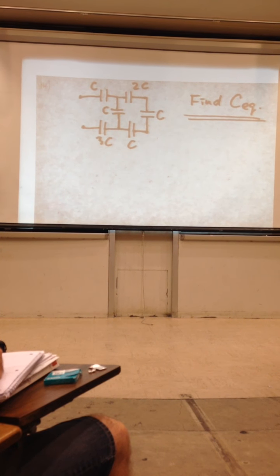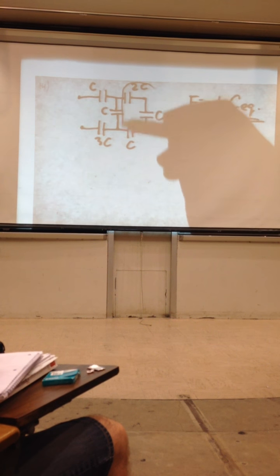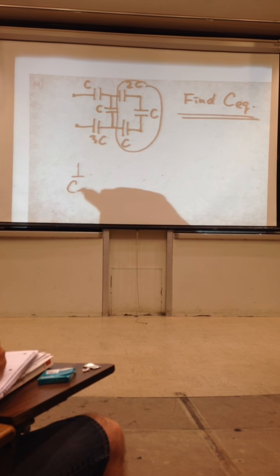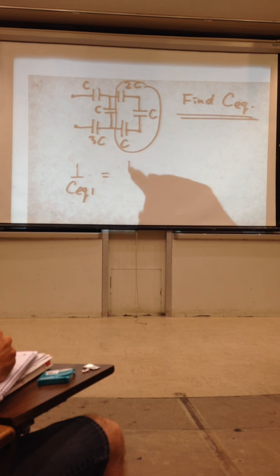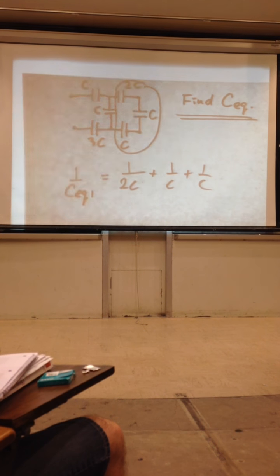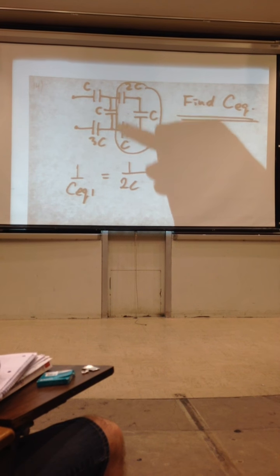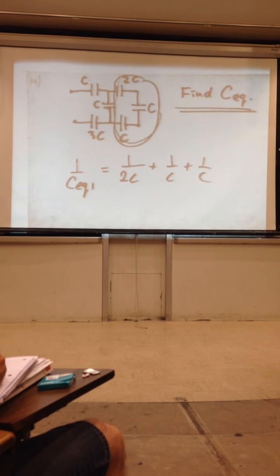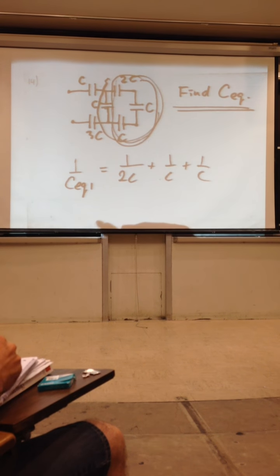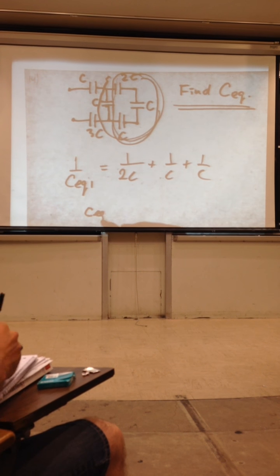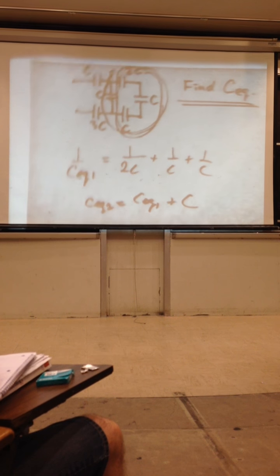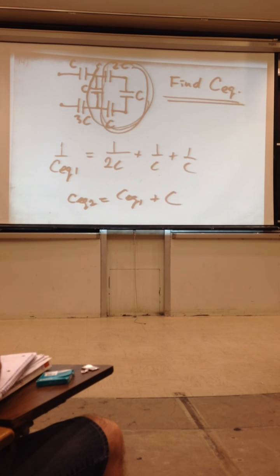This is stepwise. Find the equivalent of these three. Let's call it C equivalent 1, which is 1 over 2C plus 1 over C plus 1 over C. Then find the equivalent of this. Then this and this together, find the equivalent of this, which is C equivalent 2, which is C equivalent 1 plus C. And then you have 1, 2, 3 again.